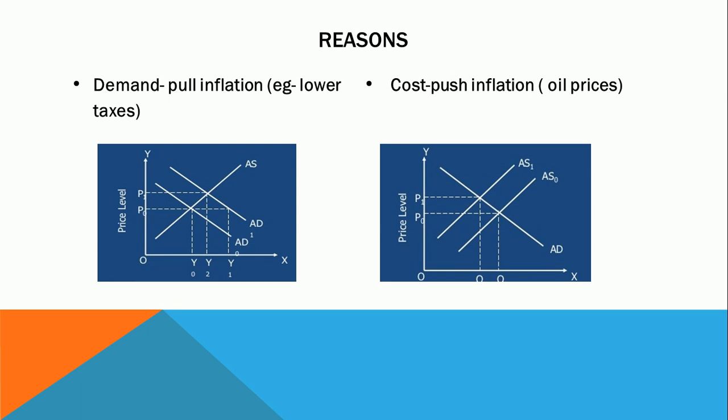As we can see in the graph, when aggregate demand has risen from AD0 to AD1, then the prices go up from P0 to P1.